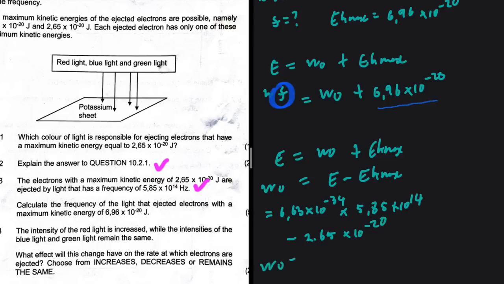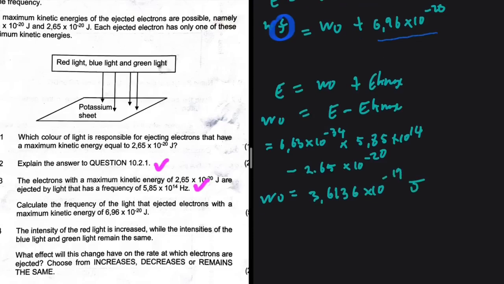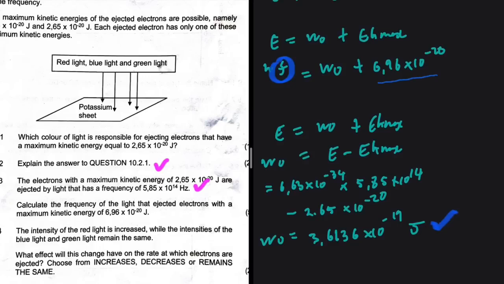So the work function is going to be equal to, let me put that in my calculator, 6.63 times 10 to the minus 34 multiplied by 5.85 times 10 to the power 14 minus 2.65 times 10 to the minus 20. This is giving me a work function of 3.6136 times 10 to the minus 19. What is the SI unit of work function? It is joules, right? So this is the work function. We can then substitute it back into this equation.